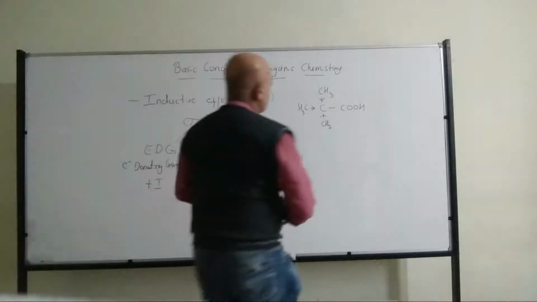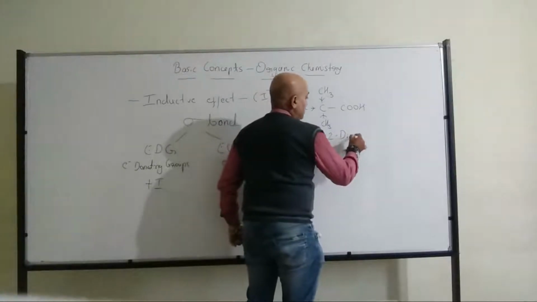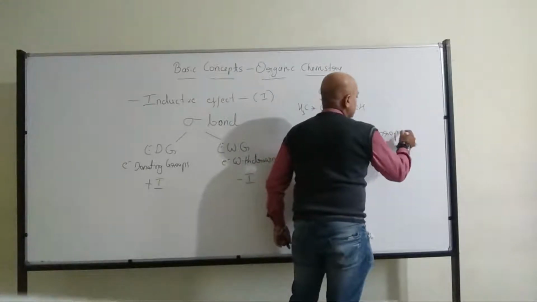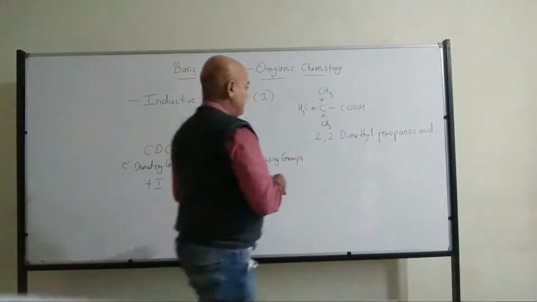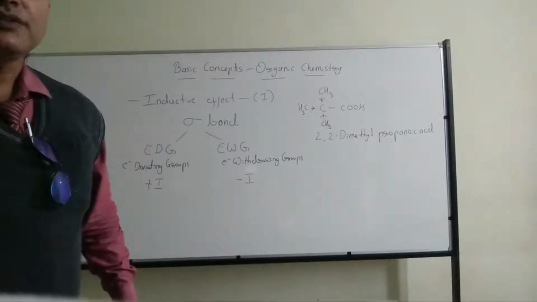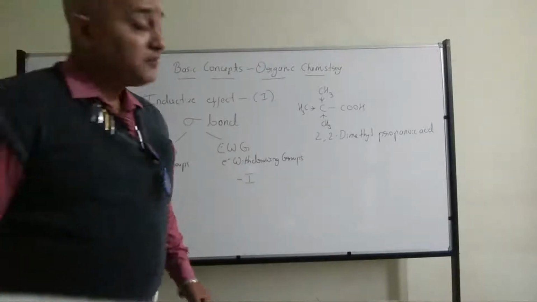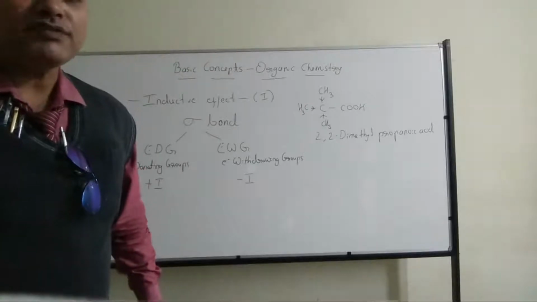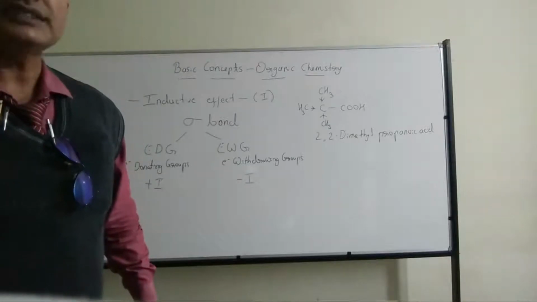What is the name of this molecule? We can call it 2,2-dimethylpropanoic acid. So that's where we have the molecule. What is the impact of the methyl group with respect to acidic character? Whether this molecule is a strong acid or a very weak acid, which type of acid it is.